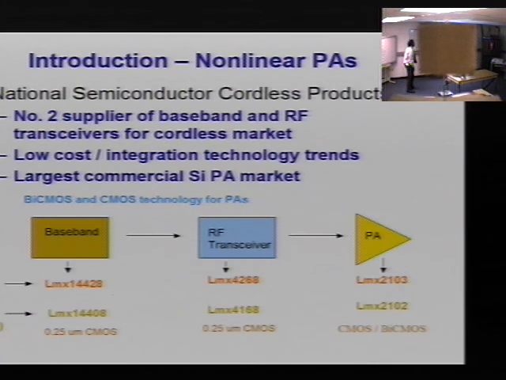National was the #2 supplier of baseband and RF transceivers, so they really wanted to have a big effort towards integrating a silicon PA onto their chipset, not necessarily onto the transceiver, which would be the next step, quite a challenge at 1/4 micron CMOS.